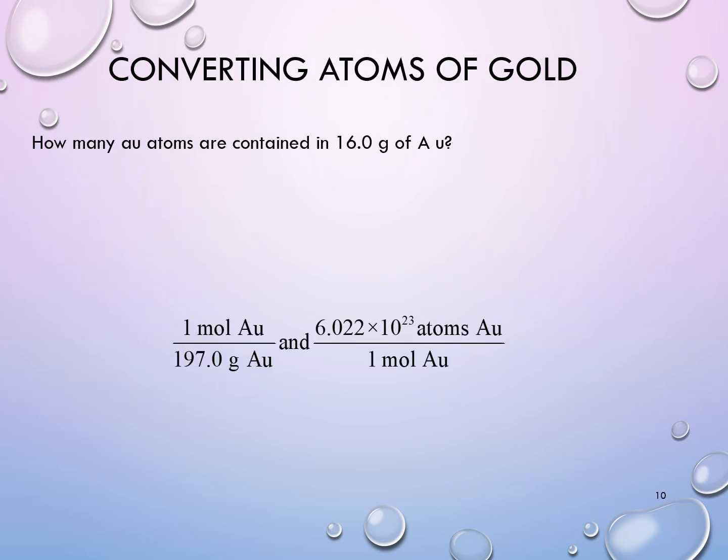So the next question is, how many gold atoms are contained in 16.0 grams of Au? So gold is actually capital A-U. Gold's old name is aurum, A-U-R-U-M, which is why the symbol for gold is Au. So if you look on a periodic table, you will see that 1 mole of gold is going to weigh 197.0 grams of gold. And of course, we know that 1 mole of gold always contains Avogadro's number of atoms of gold. So we need to convert from grams, and then we can convert grams to moles.